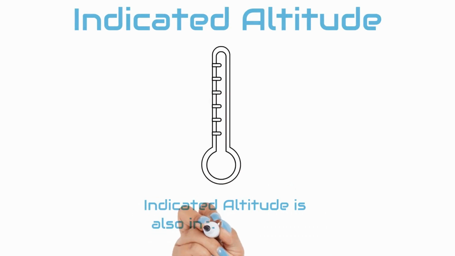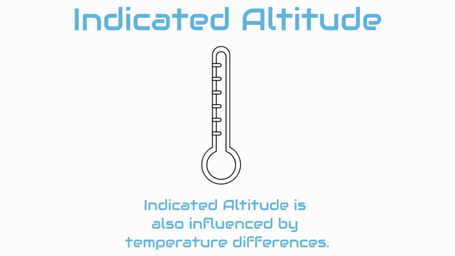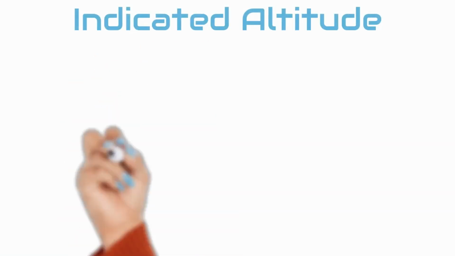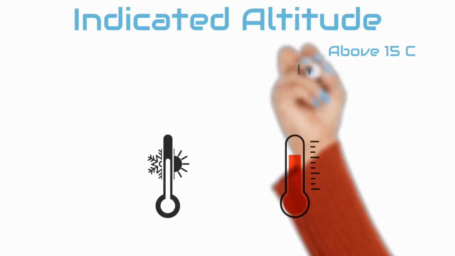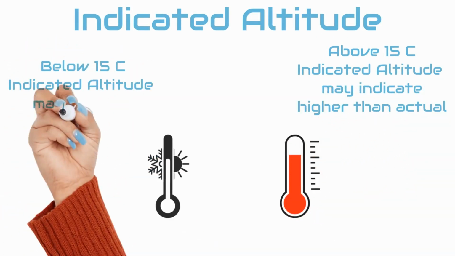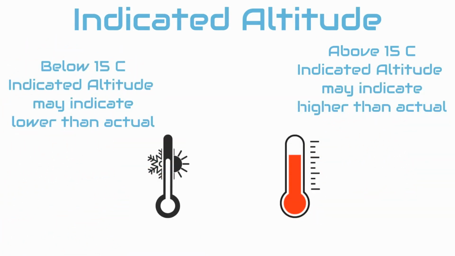Indicated altitude can also be influenced by temperature. Discrepancies arise due to temperature-induced changes in altimeter settings. These discrepancies can lead to differences between true and indicated altitudes. For instance, above 15 degrees Celsius, indicated altitude may indicate lower than true altitude, whereas below 15 degrees Celsius, indicated altitude could be higher than actual.